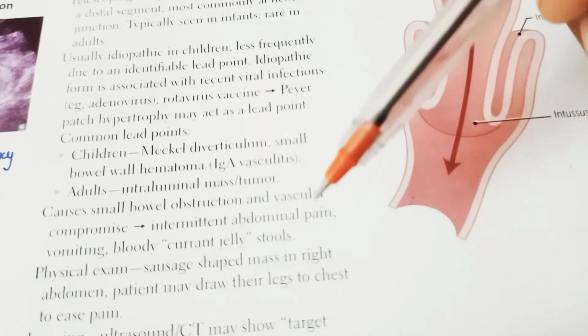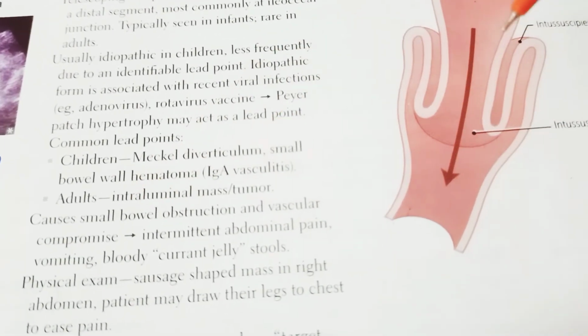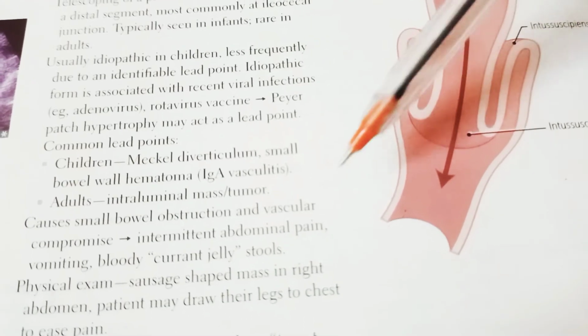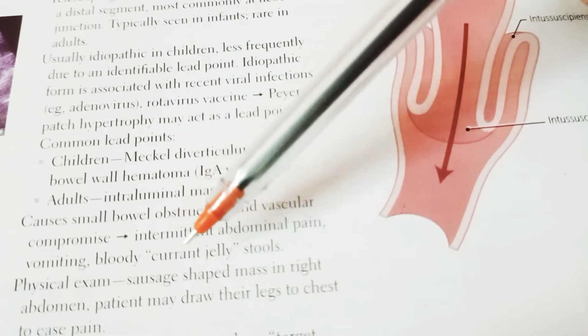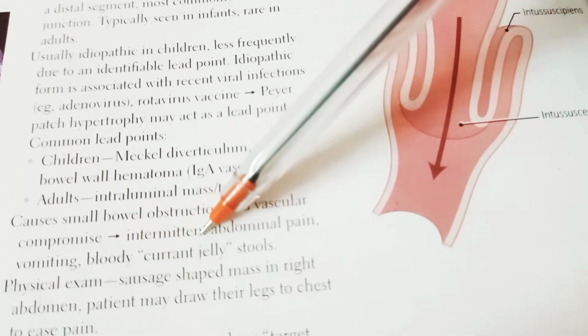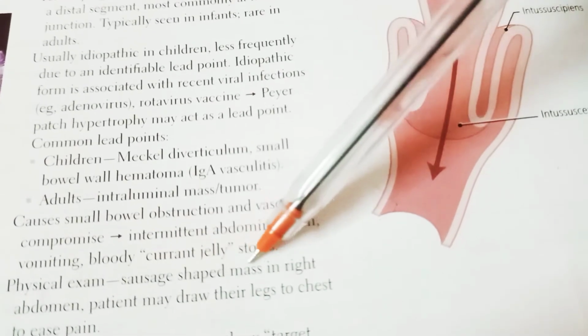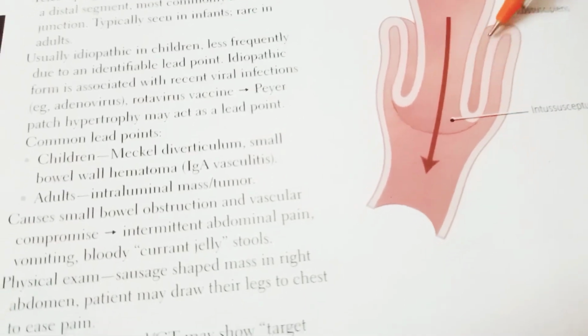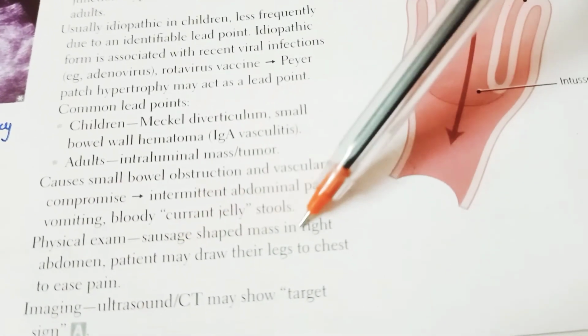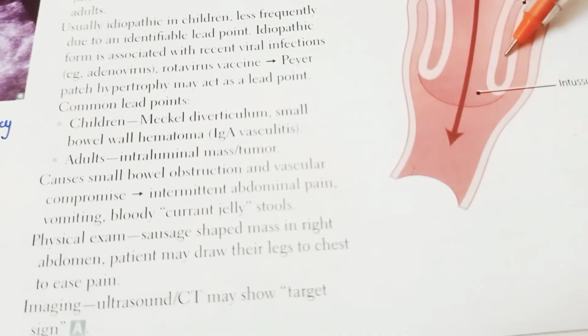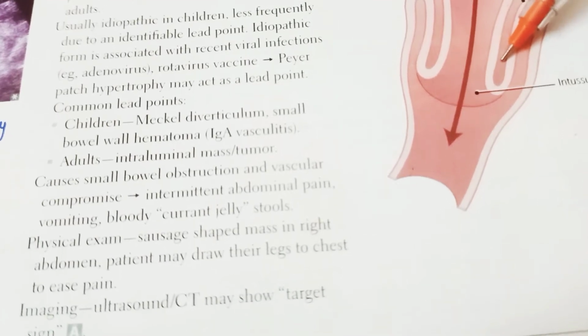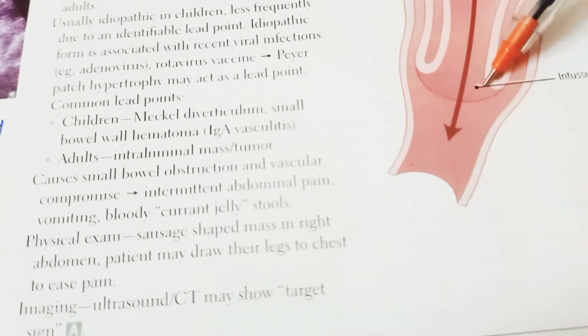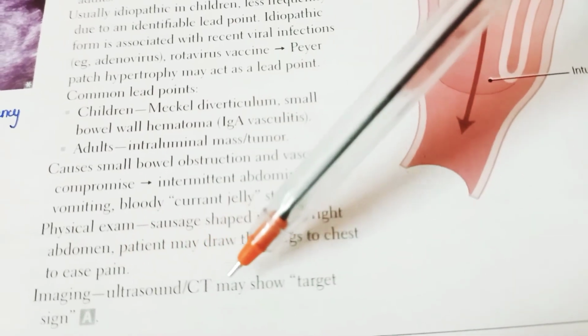This is leading to this kind of intussusception, and this is causing small bowel obstruction. Also vascular compromise, that is intermittent abdominal pain, vomiting, bloody currant jelly stools. This is a characteristic feature. When you see currant jelly stool in your question, then you can think of intussusception. Physical exam shows a sausage shaped mass in the right abdomen. Patient may draw their legs to the chest to ease pain.